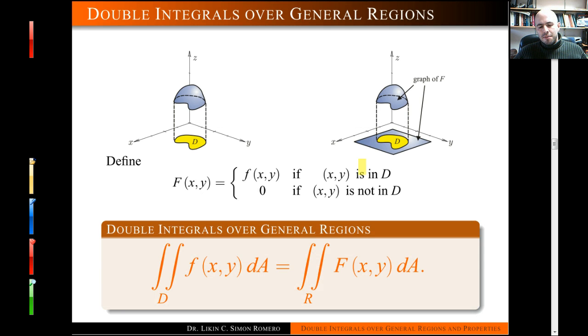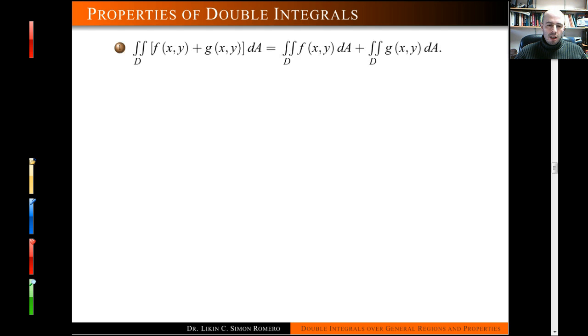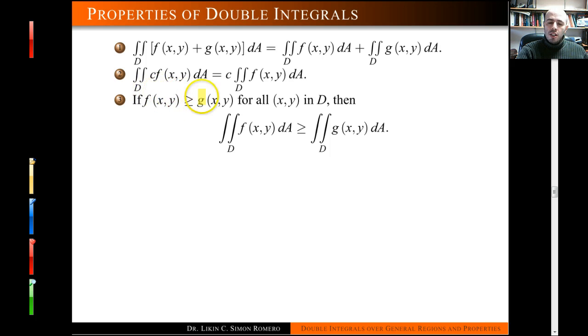The other reason why this is going to be useful is because we are going to be able to prove, well, we are not going to do it in this video or in this class, but you can prove the properties of double integrals by just proving the properties of double integrals over rectangles. So here are the properties that I'm talking about. The double integral of the sum is the sum of the integrals. If you have a constant multiplying the function, you can move the constant out. If you have that a function is bigger than another function, then its double integral is going to be bigger.